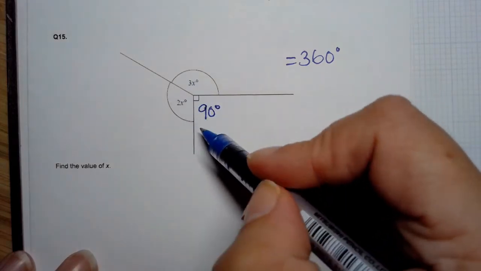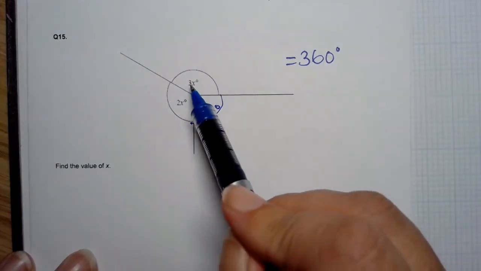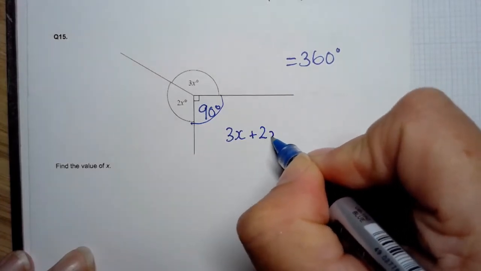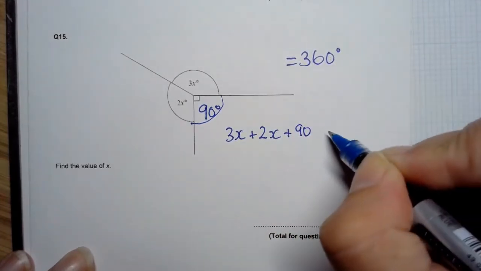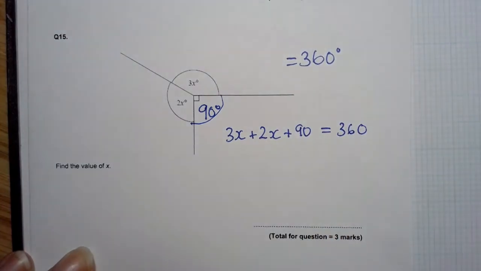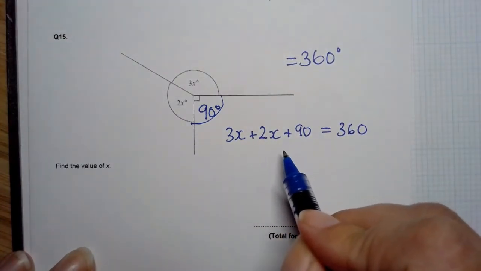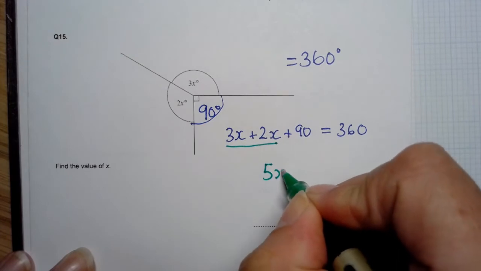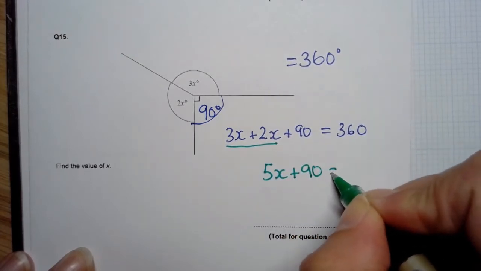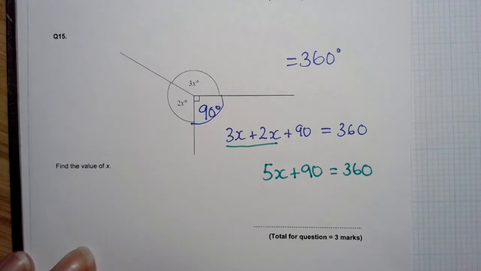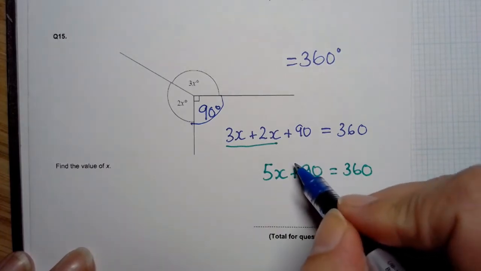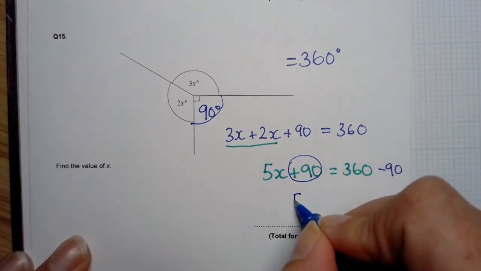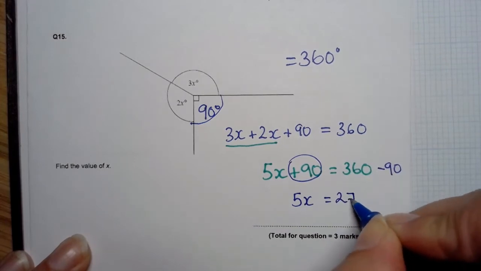So if I look at all of the angles that go around this point, I've got 3x and 2x and 90. So that's 3x plus 2x plus 90, and I know that that will equal 360. I'm going to tidy up this expression because I've got a 3x and a 2x. So if I put these two together, I've got 5x plus 90 equals 360. And then I can start solving it. So the first thing I'm going to do is undo this adding 90 by taking it away. So I'm going to get 5x equals 270.